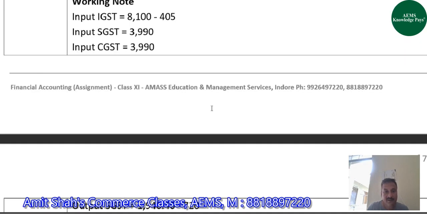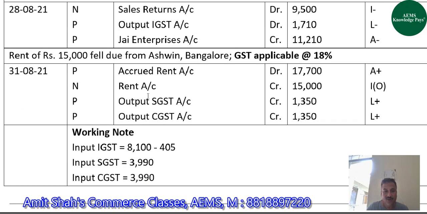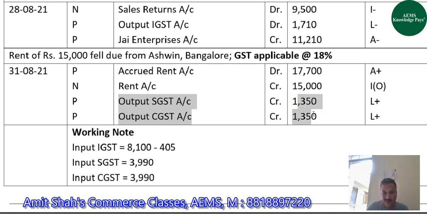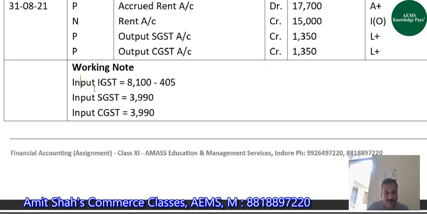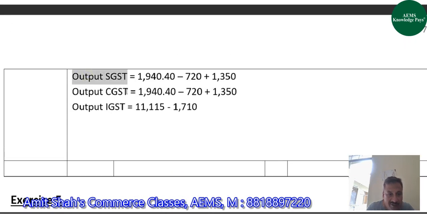Right, guys? And then output SGST and CGST are again getting created with 1350 each. So we will add them here. With this, we will get the balances of each of these six accounts: input IGST, input CGST, input SGST, and output SGST, output CGST, and output IGST.